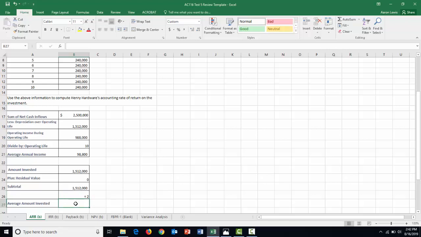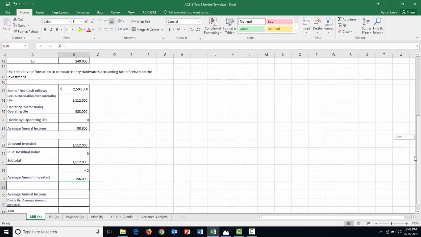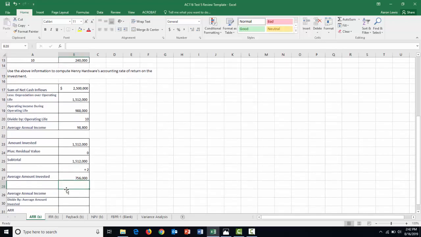Well, to find the average of something, you divide by 2. Essentially what we're finding is we're taking the amount that equipment is worth on the day that we purchase it, $1,512,000, and what that equipment is going to be worth on the last day that we use it, which is going to be 0 because it doesn't have a residual value, and finding the average between those two numbers. So if we take $1,512,000 and divide it by 2, we find out that our average amount invested is $756,000.